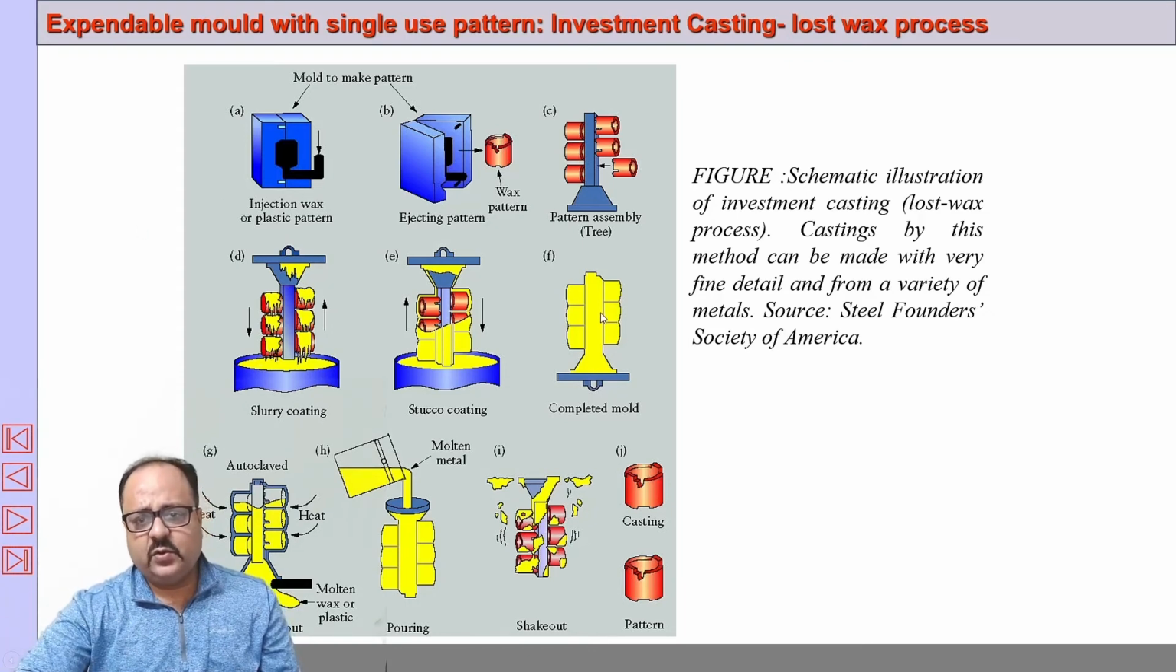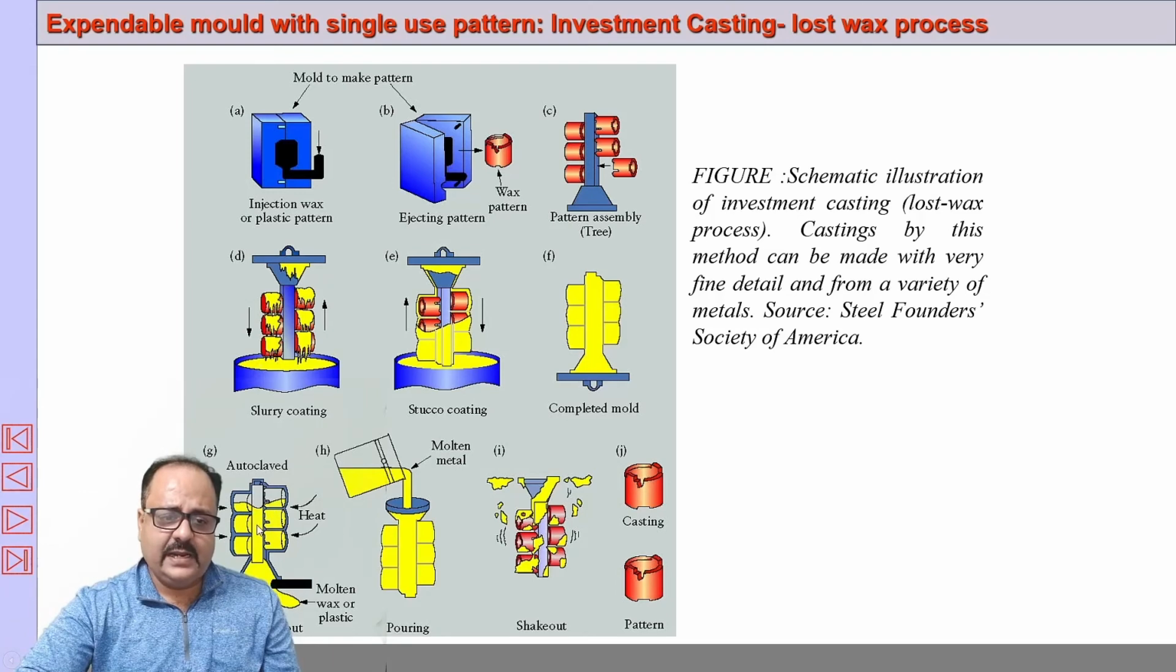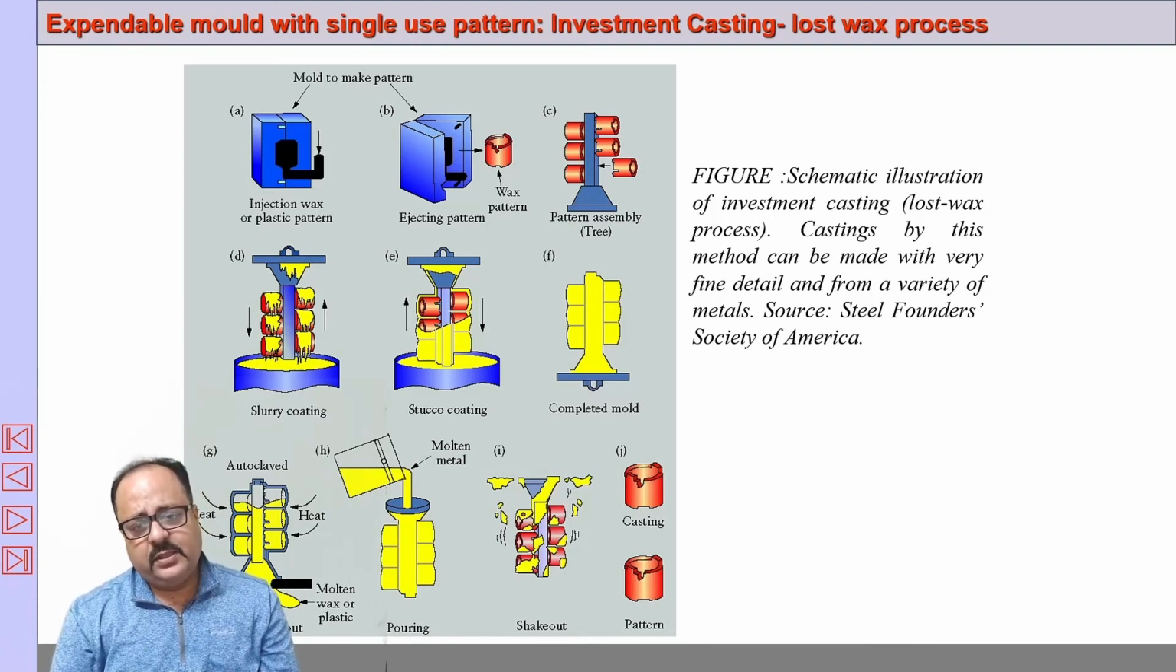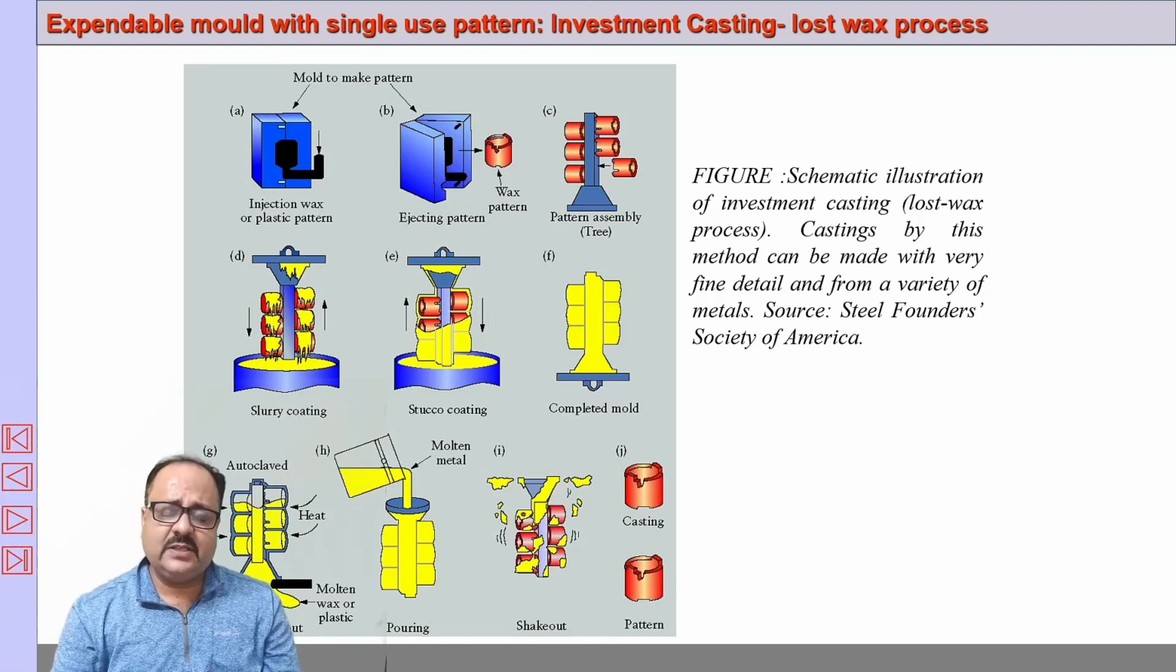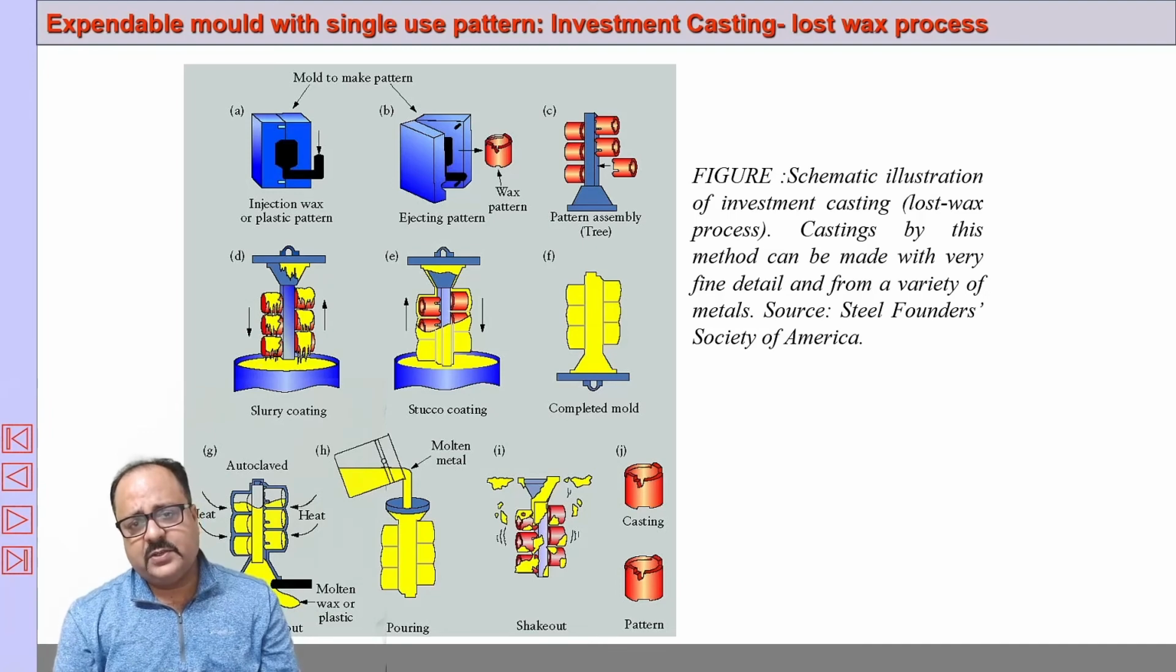Once the coating is done, this is inverted and heated to around 100 degrees centigrade or more, so that the wax melts and comes out. When the wax melts and comes out, we are left with a shell, which is basically our investment material. Then before pouring, we heat it to around 1000 degrees centigrade, and then we can pour the molten metal. This is a method which even the Egyptians 3000 years ago used for making jewelry. So this is highly suitable for making small components which are very, very precise.